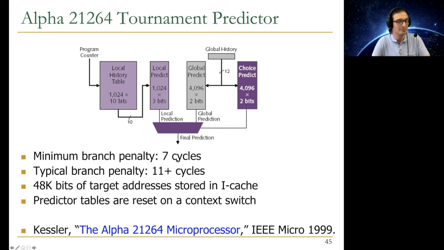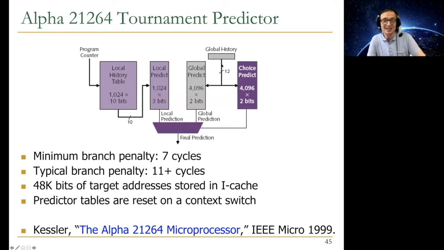Not a whole lot compared to today's machines, but typical branch penalty was higher due to out-of-order execution. And they store the target addresses in a BTB. Actually, it was part of the iCache for them, the instruction cache. And they reset the predictor tables on a context switch. So I would recommend looking into this paper, which I'm going to recommend later on. Actually, it was an optional recommendation. It's a beautiful paper that describes the Alpha 21264 processor. But look at the branch predictor over here.